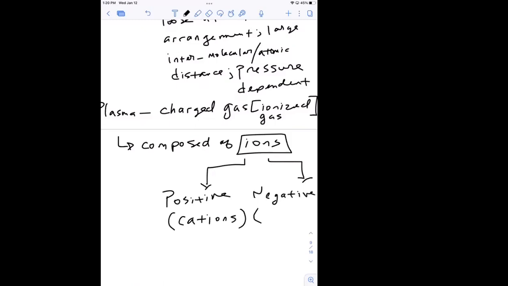And we call negative ions anions. Very important, especially when we start naming compounds and putting compounds together. Every compound that's not organic, that's not covalently bonded, is going to have some ionic component to it.